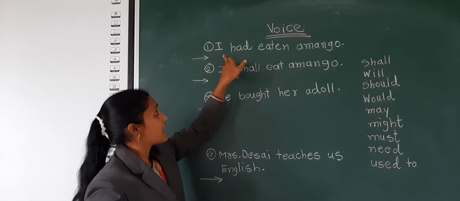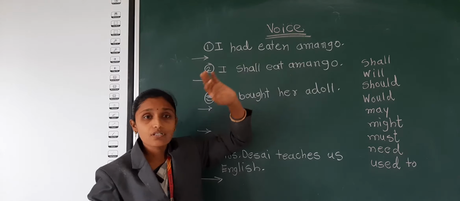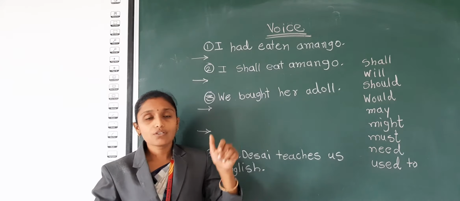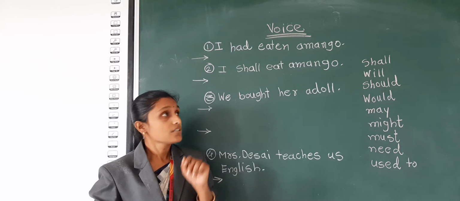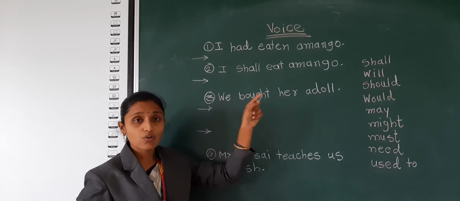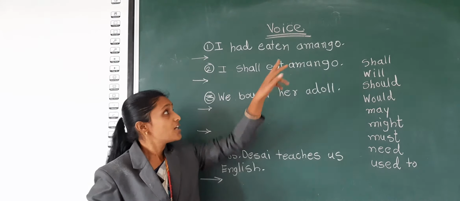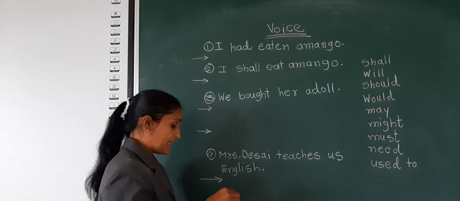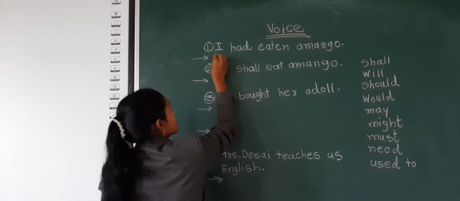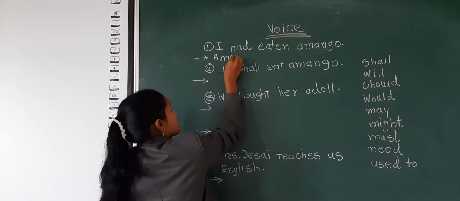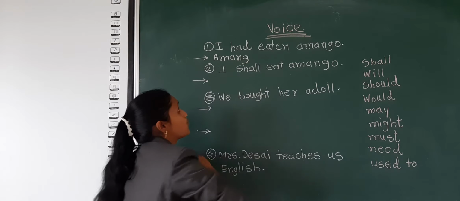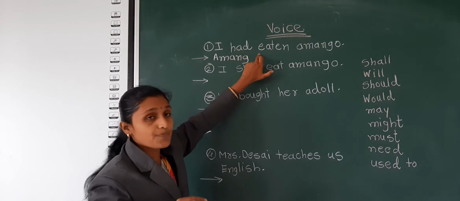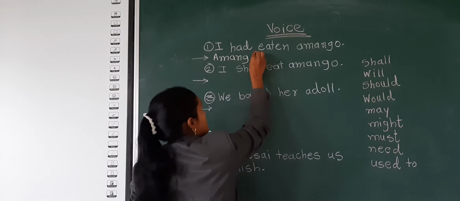See, first of all, "I had eaten a mango." As usual, you find the object first. Which is the object? "I had eaten a mango." A mango is the object. So we want to begin with it: "A mango." Then, as it is, you copy down "had."